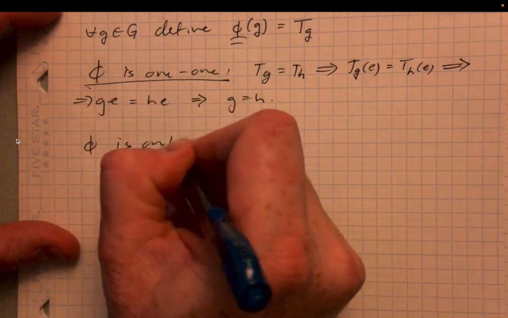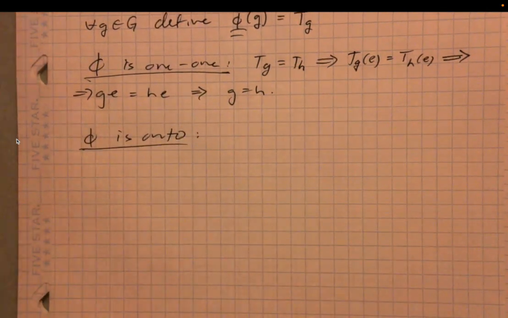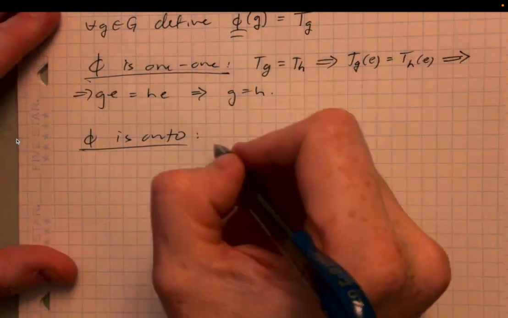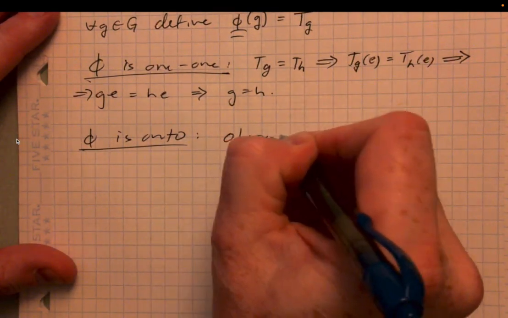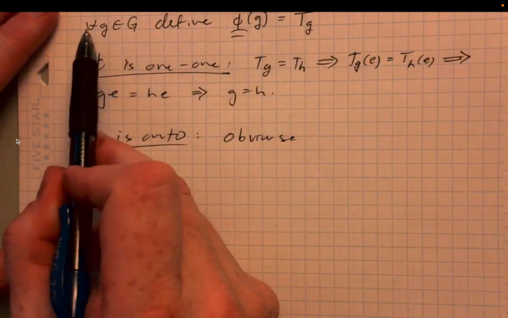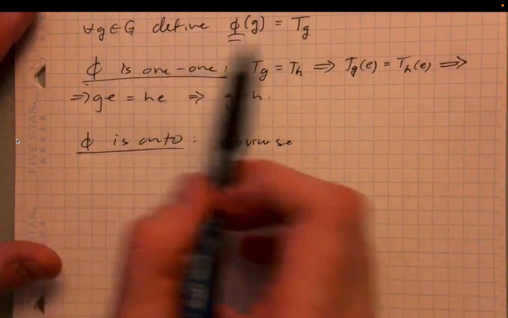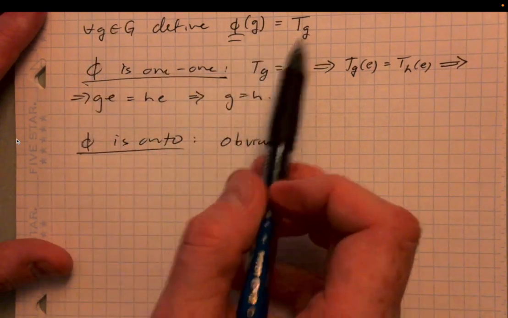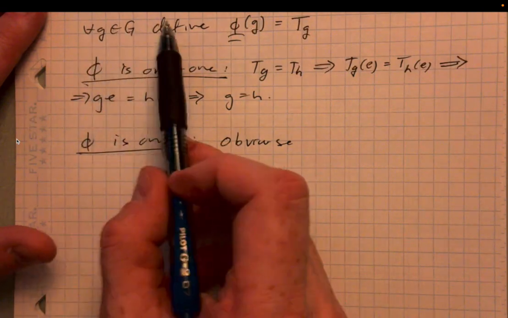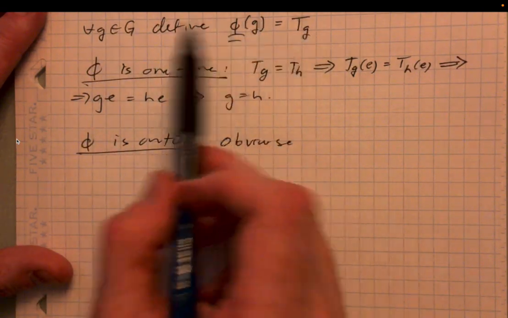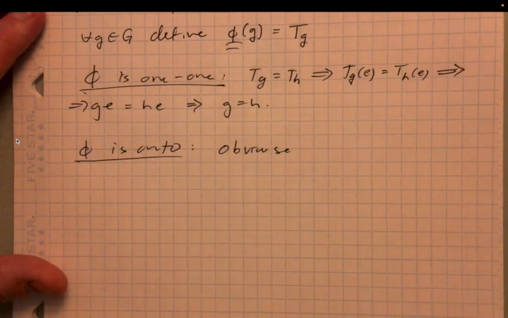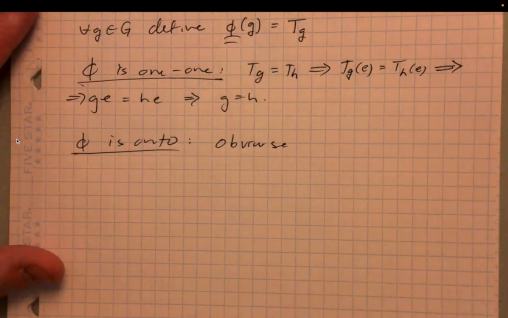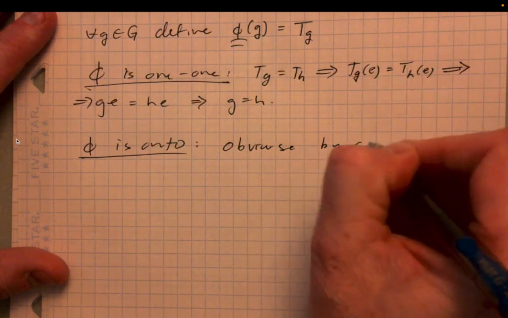Let's see if phi is onto. Well, phi is obviously onto. Because of how it's defined, for all g in G, phi of g equals T_g. It's kind of like the case with the cyclic group and the integers. So every g in the group is implicitly included here. Obvious by construction.